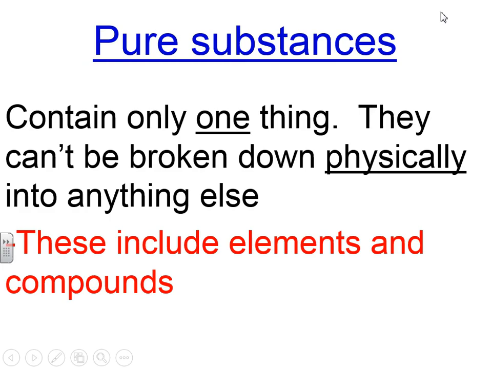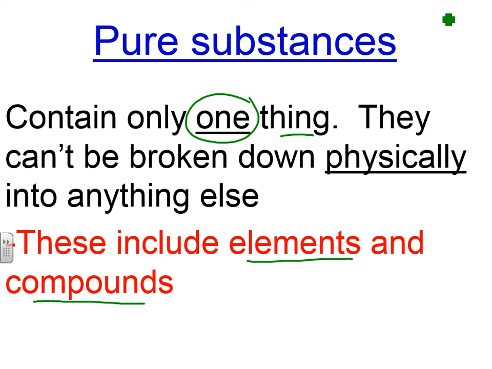Alright, now let's talk about pure substances. We've actually discussed mixtures, which contain more than one chemical. A pure substance contains only one chemical, only one thing. By thing we mean a chemical. And they can't be broken down physically into anything else. So these will include elements and compounds. Again, it'll only be one substance that's in there, and no matter how much you try, for example, an element, you can't break it down any further physically, that is.